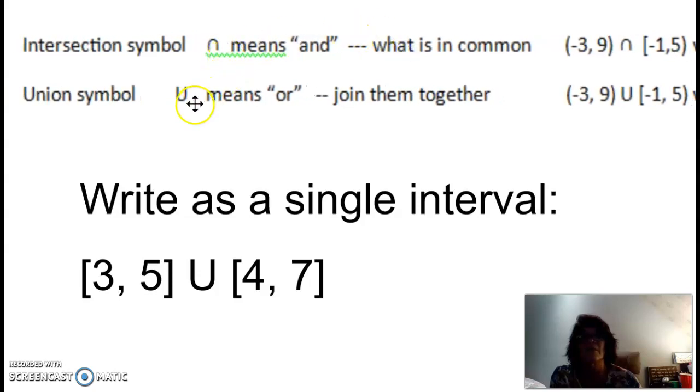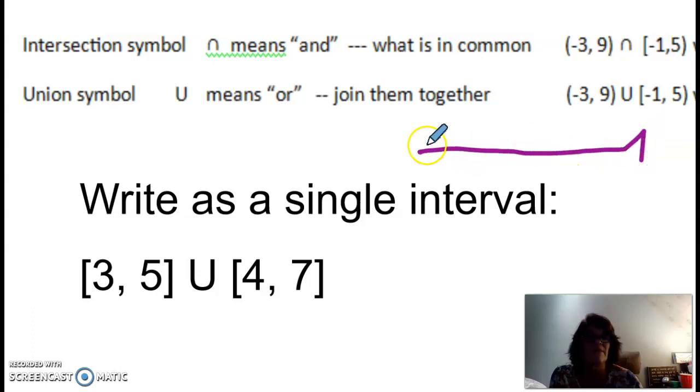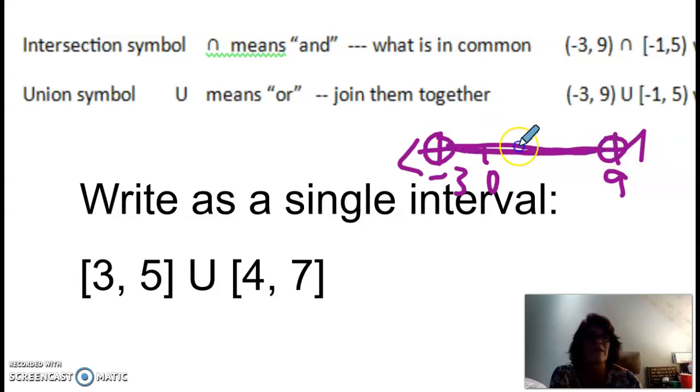Okay? You might be asked to write things as a single interval. In other words, and again, you've already done the union. Union means join together. So negative 3 to 9 in union with negative 1 to 5. Sometimes I just write that on a number line to give myself an idea. If I'm going from negative 3 up to 9, open circles, everything in between there. And I want to join that with negative 1, here's negative 1, let's say, up to 5.